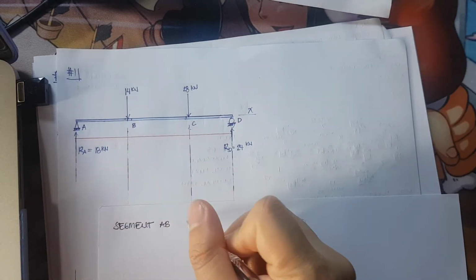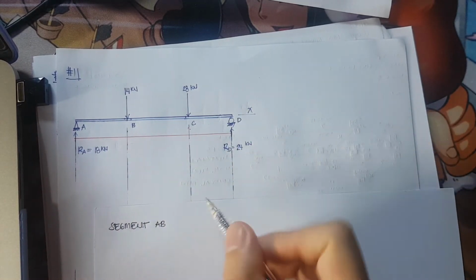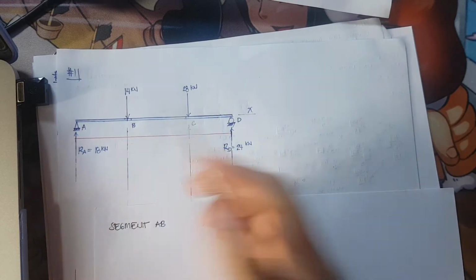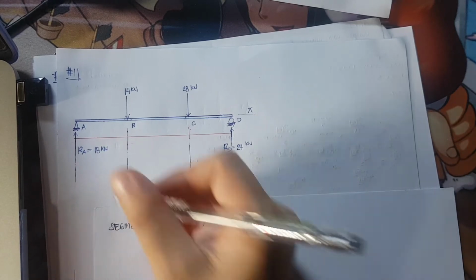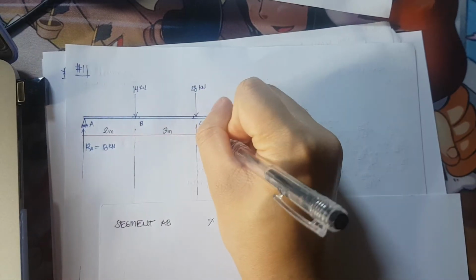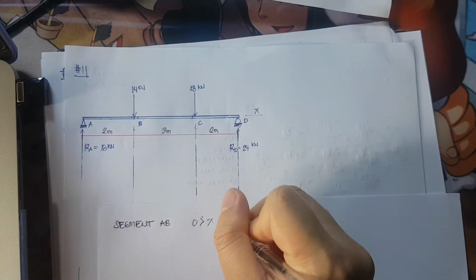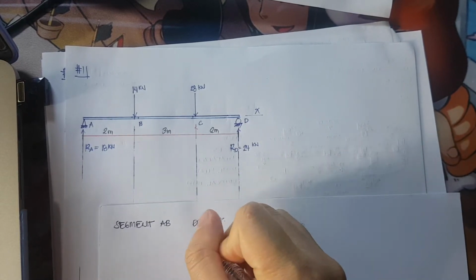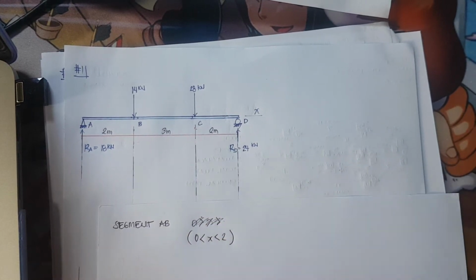Segment AB is from a distance of x. Take note, this is our x-axis. So x from 0 to a distance of 2 meters. So this is 2 meters, 3 meters, and 2 meters. From 0 to, no, it's reversed. It should be this way. Okay, so that is segment AB.